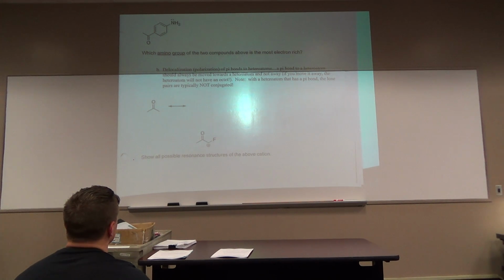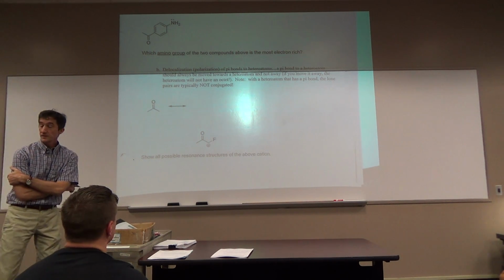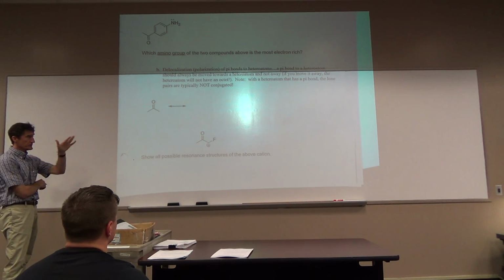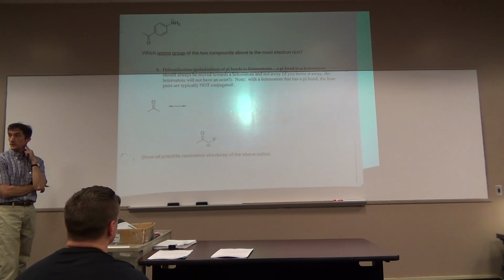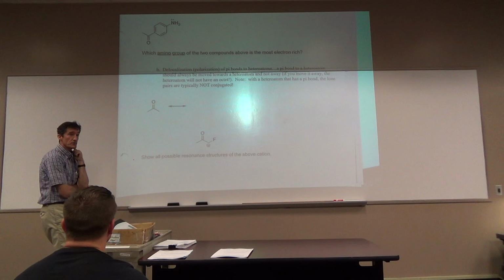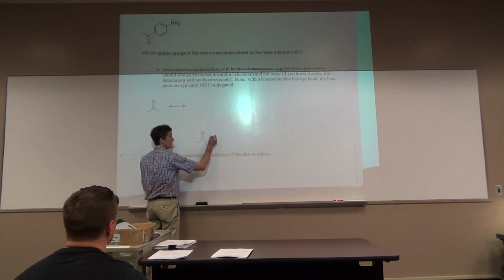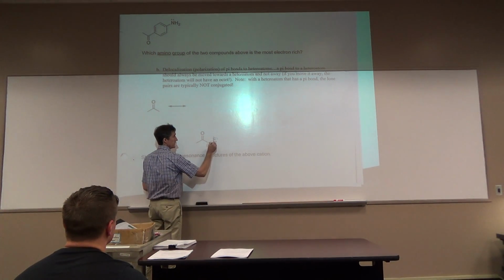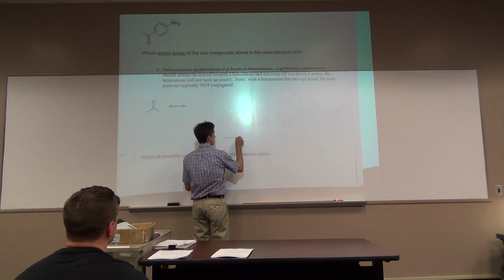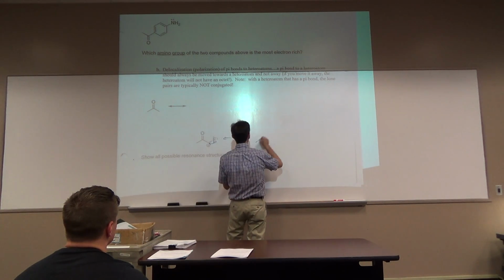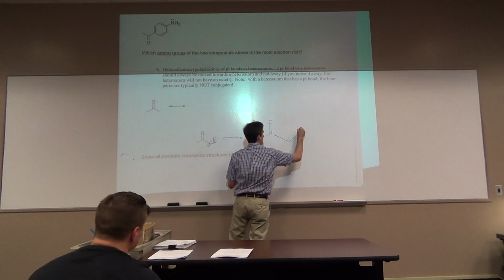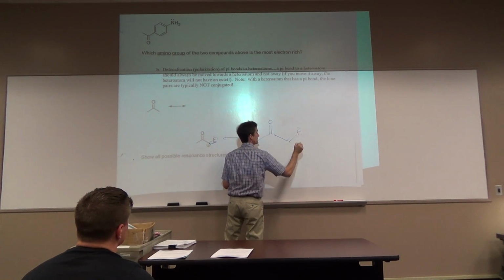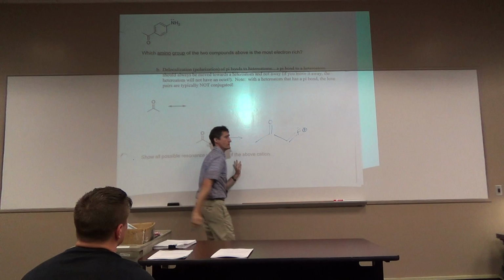How many were you able to draw? How many? Just one additional? One resonance structure of that structure? Did anybody get more than one? The answer is only one. The only one is these electrons move in here. Resonance arrow. We'll bond to F, two lone pairs, plus charge on F.